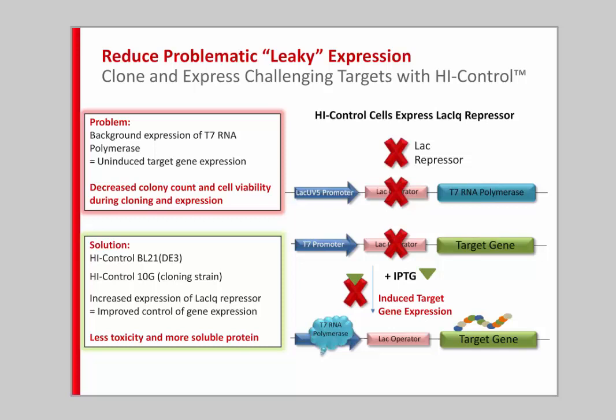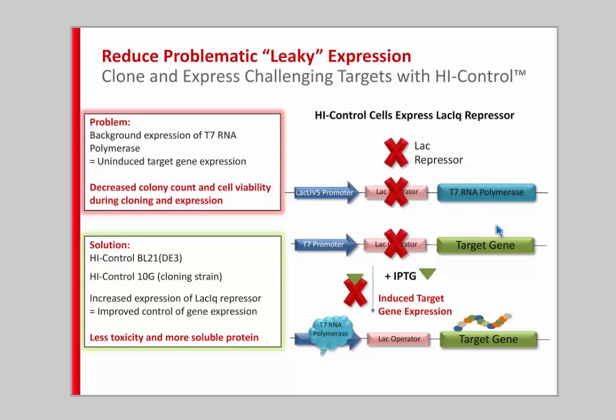So it can also be used for expressing toxic targets, and this is due to that high control technology that I mentioned before. So these are high control cells, and they differ from normal BL21 DE3 cell lines. So in a normal BL21 DE3 line, both the T7 RNA polymerase and the target gene are regulated by promoters that have this LAC operator. And in an uninduced state, the LAC repressor binds to the LAC operator and represses transcription of the T7 RNA polymerase and the target gene.